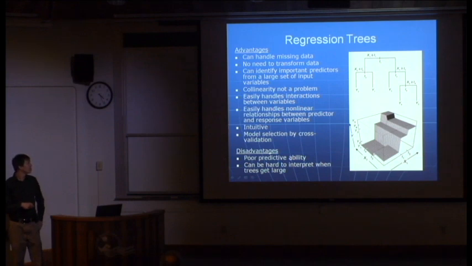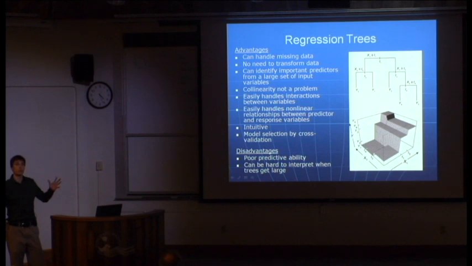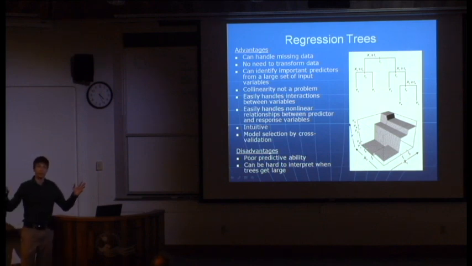They don't have very good predictive ability. They're very good at visualizing data and telling you what variables are important, which ones aren't, but they're not very good at predicting. And finally, it can be hard to interpret when the trees get very large. This isn't a very large tree, but you can imagine with all the variables we had and all the data that we have, literally hundreds of thousands of rows of data, these trees can get quite large.